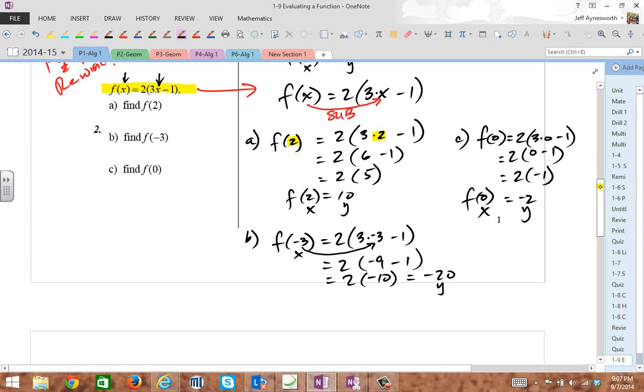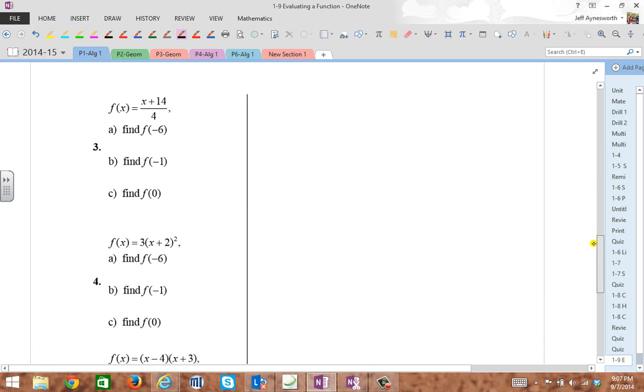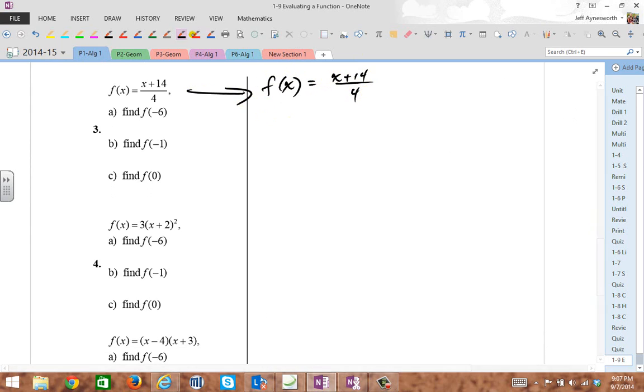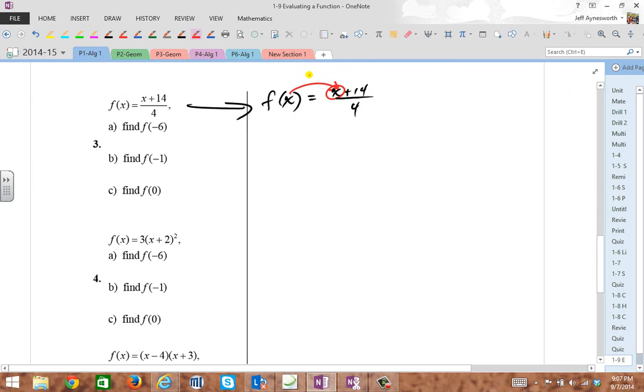Now let's get you involved a little bit. We're going to take the function off to the side. We always do our work on the other side. f of x equals x plus 14, divided by 4. Again, wherever we see x, we're going to substitute that value in. I need to substitute it right here. That's the only spot. Add 14, and whatever I get, divide by 4.